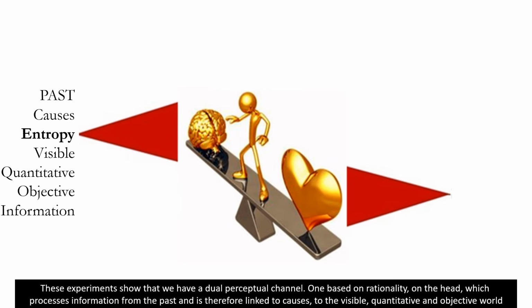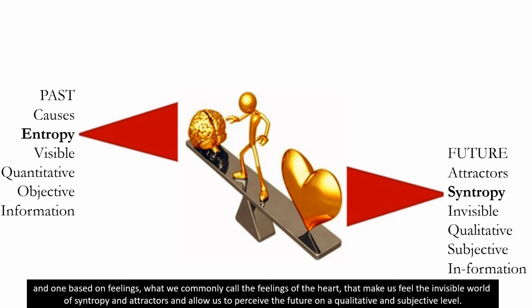These experiments show that we have a dual perceptual channel, one based on rationality, in the head, which processes information from the past and is therefore linked to causes, to the visible, quantitative, and objective world, and one based on feelings, what we commonly call the feelings of the heart, that make us feel the invisible world of syntropy and attractors and allow us to perceive the future on a qualitative and subjective level.